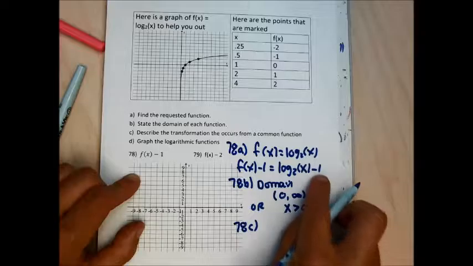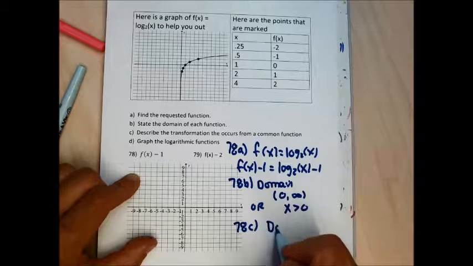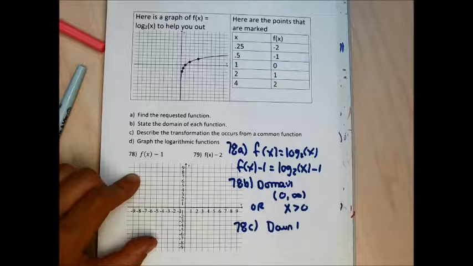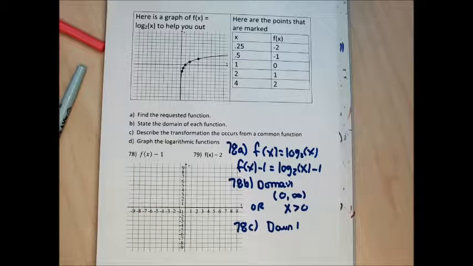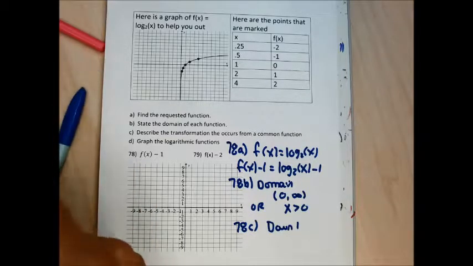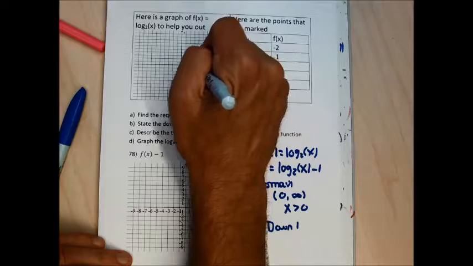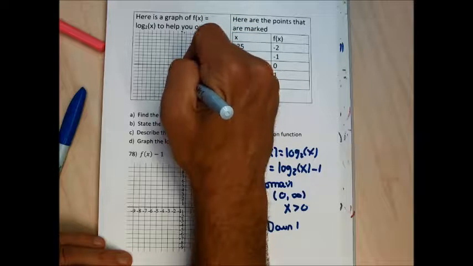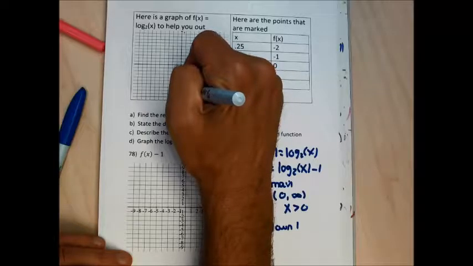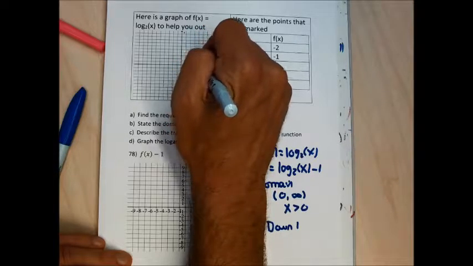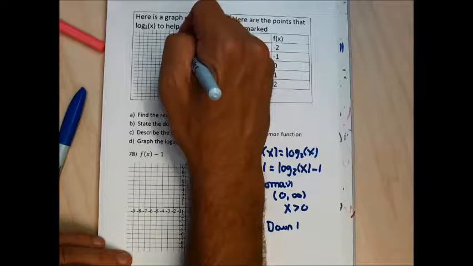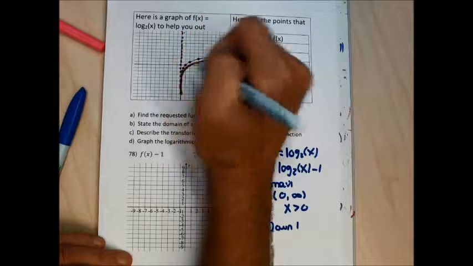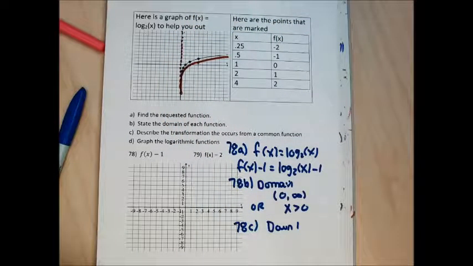For part C, the minus 1 in this problem is going to move the graph down 1. That's how I'm going to describe my transformation. And in part D, I'm going to do the graph by taking each point and moving them down 1. So down 1, down 1, down 1, down 1, down 1. The vertical asymptote stays in the same place. The vertical asymptote only moves off the y-axis if you shift the graph left or right. So again, a decent enough graph, maybe not the best graph ever, but you'll never get the best one from me.